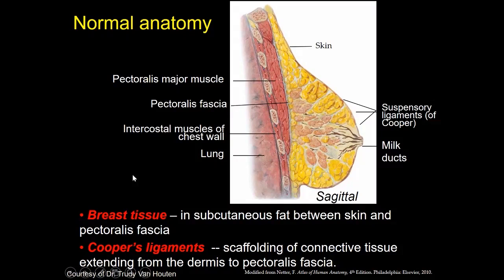So the breast tissue basically lies between the subcutaneous fat, which is located between the skin and the pectoralis fascia. So you'll have skin, subcutaneous fat, and breast tissue with a branching ductal system, which we'll go into detail in just a minute. And then all of that tissue is supported by the Cooper's ligaments, which is basically connective tissue that extends from the dermis back to the pectoralis fascia. So the breast, as you can see, is lying on top of the pectoralis muscle, and beneath the muscle, you'll have your ribs and chest wall.